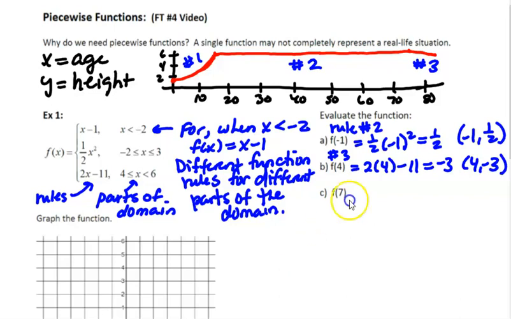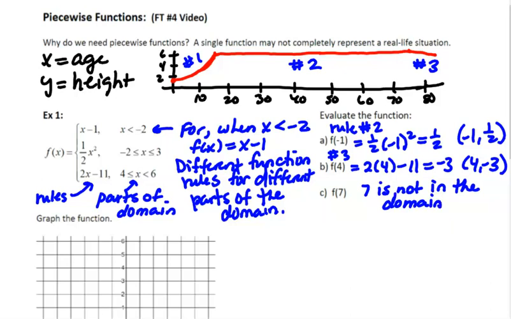Now if I want to evaluate x equals 7 and I go over here to look, I see that 7 doesn't fit in any of these 3 sections of the domain. In fact, 7 is not in the domain. So 7 is not in the domain, therefore there is no y value associated with x equals 7.